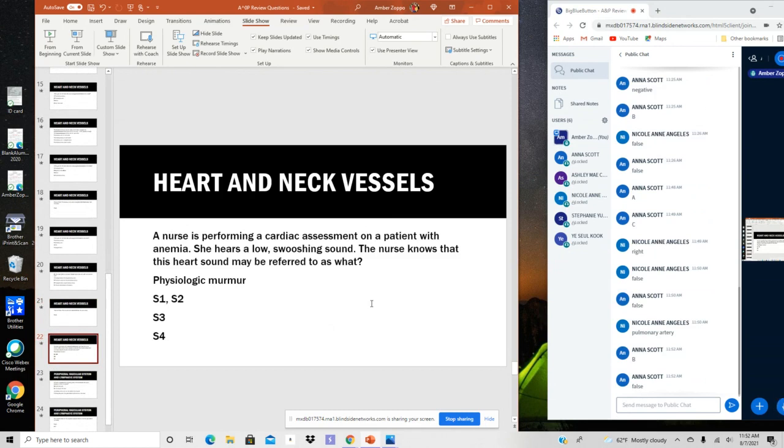A nurse is performing a cardiac assessment on a patient with anemia. She hears a low swooshing sound. The nurse knows that this heart sound may be referred to as what? A, B, C, or D?